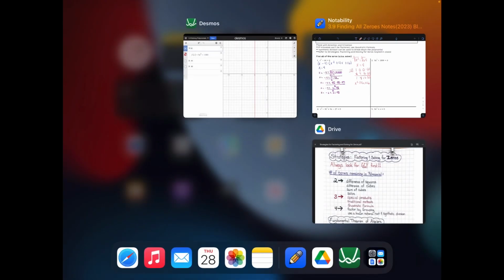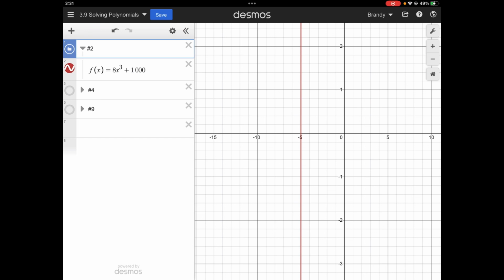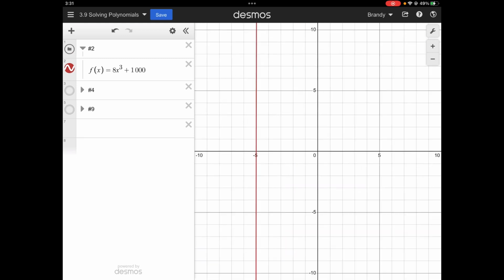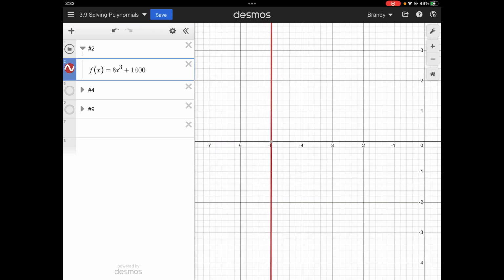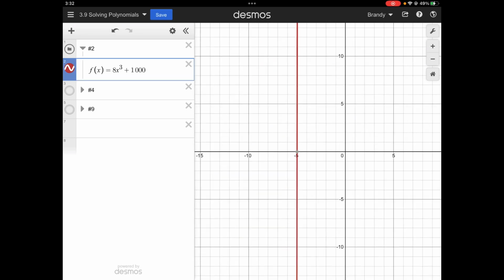Now I want to show this to you on Desmos, because if I put this in Desmos the way it is, and I even zoom out there, this is just one root showing up, and it's at -5, okay? So I know there's one root at -5, but there's actually 3 roots, and notice that Desmos does not show them, because that should tell us that the other 2 are going to be imaginary or complex numbers.